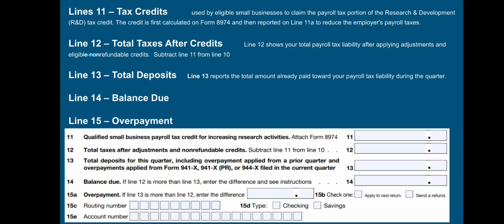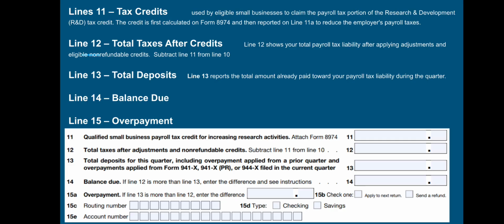Moving on to line 12, total tax after credits. Line 12 shows your total payroll tax liability after applying adjustments and eligible non-refundable credits. How is it calculated? Subtract line 11 from line 10. Till line 10 I had mentioned that this should be considered the final amount. Now in line 11 you have to mention the R&D credit. That credit will be adjusted against line 10 and then you will mention the net amount in line 12, which will be considered final till line 12.